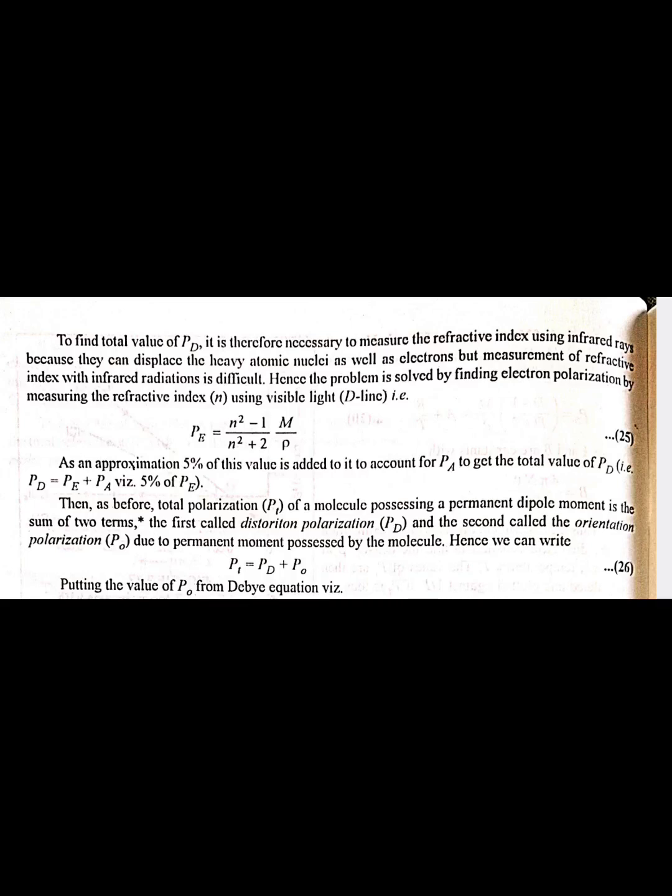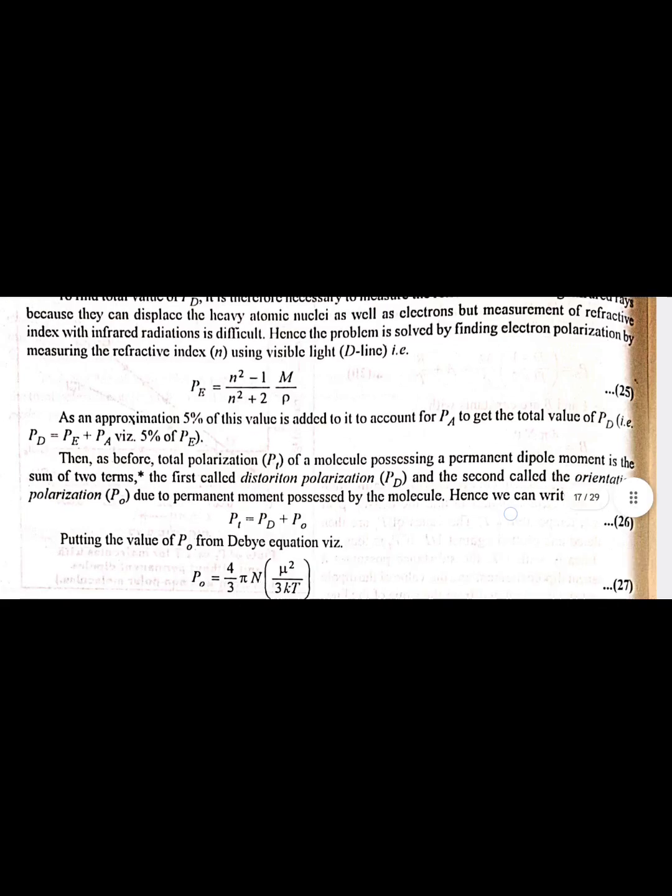But measurement of refractive index with infrared radiation is difficult. Hence, the problem is solved by finding electron polarization by measuring the refractive index n using visible light D line, that is Pe = (n² − 1)/(n² + 2) × M/ρ, equation number 25. As an approximation, 5% of this value is added to it to account for Pa to get the total value of Pd, that is Pd = Pe + Pa, which is 5% of Pe.